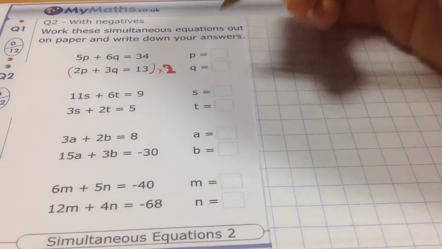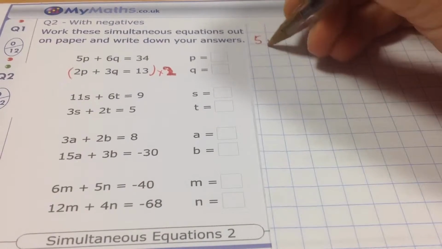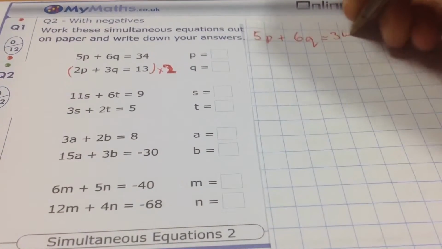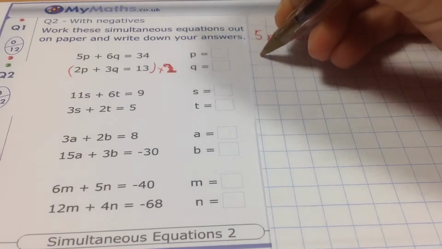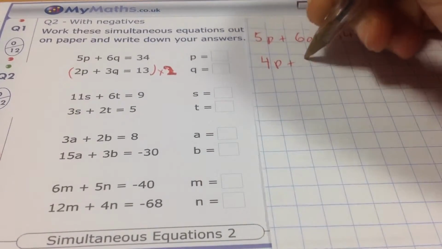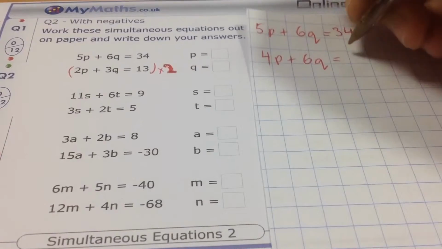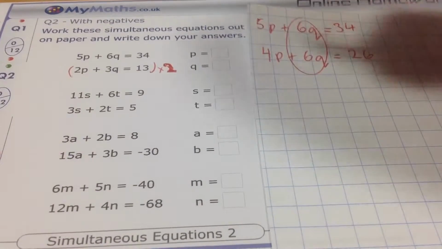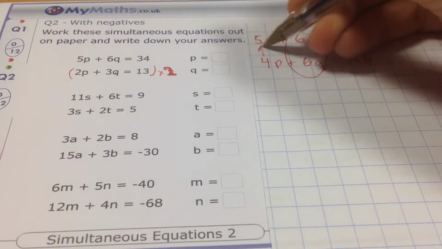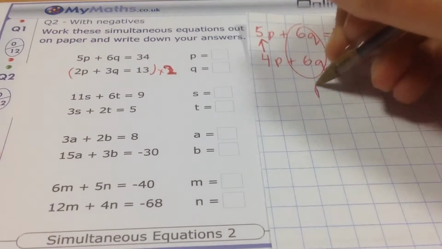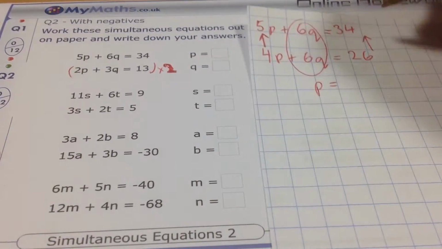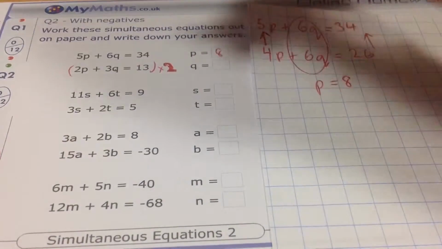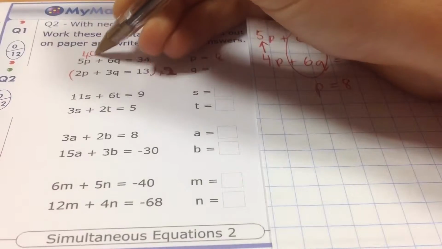I made a mistake on the first one, the second equation. First equation remains unchanged, 5p plus 6q equals 34. Second equation we double, 4p plus 6q is 26. Makes more sense to go from 4 to 5 because that means I keep it positive, which gives me p equals, going upwards, 8. P is 8. That means that 5p is 40.